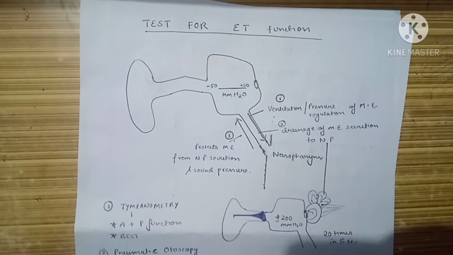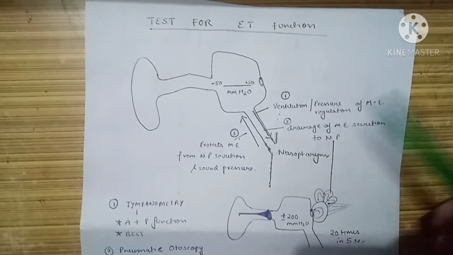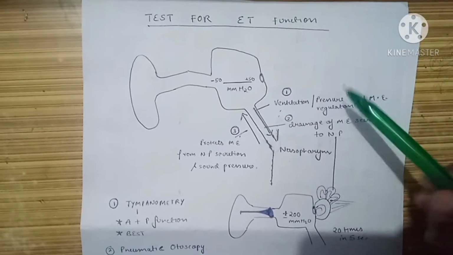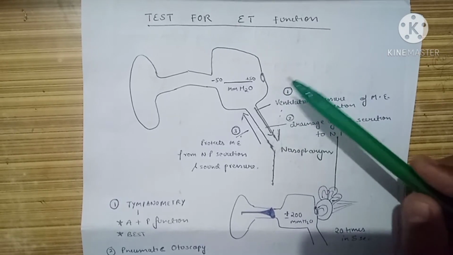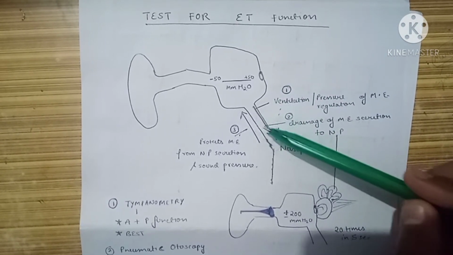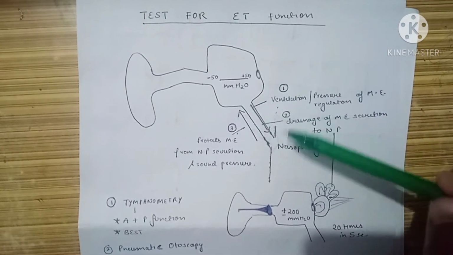Hello everyone. So today we will discuss the tests for Eustachian tube function. Before going on to them, let's briefly discuss the Eustachian tube functions. So the first function is that this Eustachian tube, an osteocartilaginous tube, connects our middle ear to our nasopharynx. This is a schematic diagram.